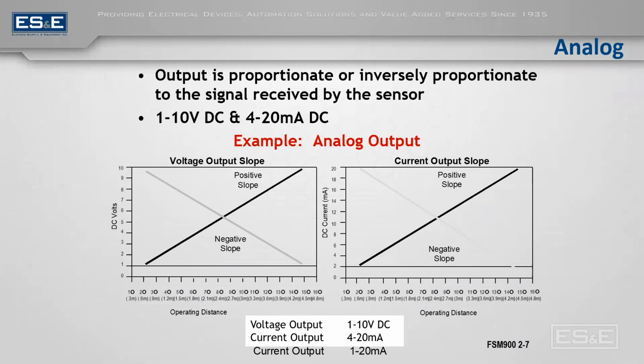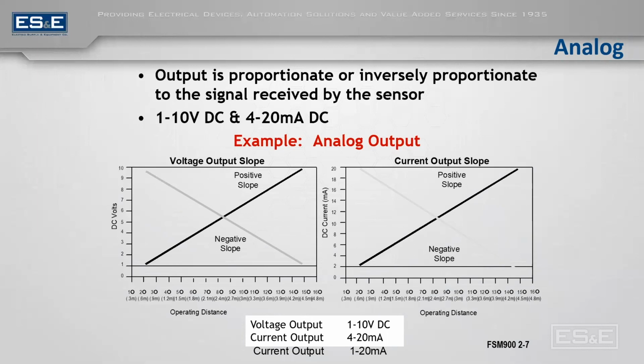On an analog style output, typically it's a scaled type output, and its output is proportionate or inversely proportionate to the signal received by the sensor. So the most common ones we see are 1 to 10 volt DC, 4 to 20 milliamp DC, but you can see down there at the bottom, you've got another 1 to 20 milliamp option as well.